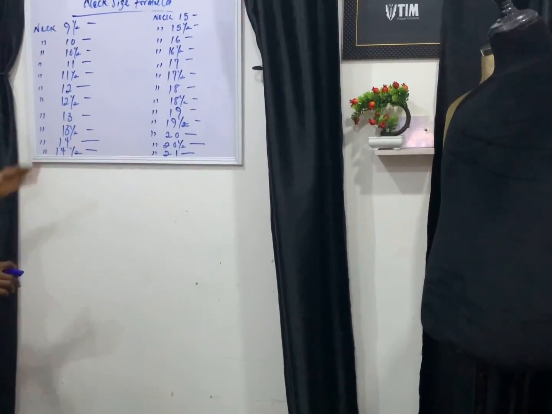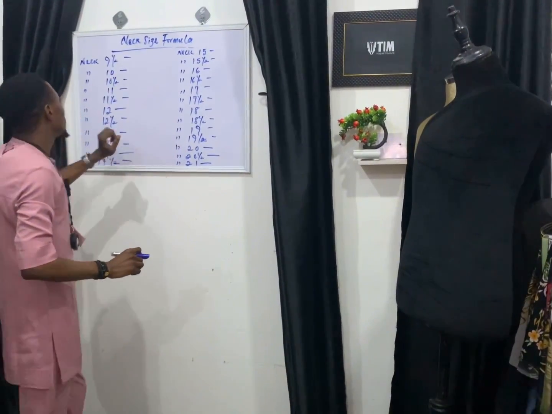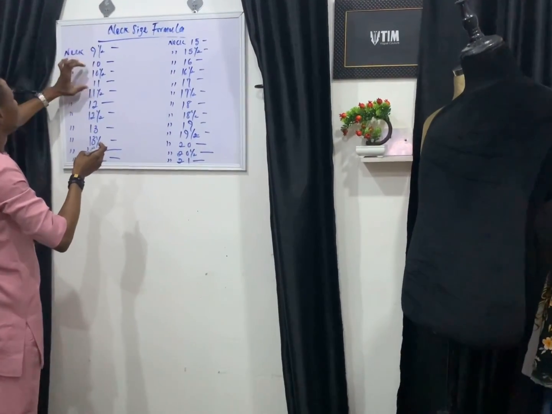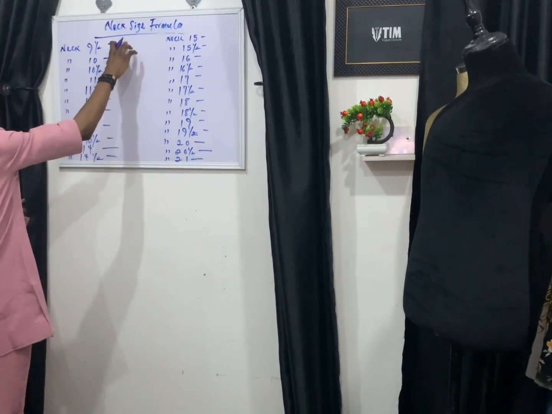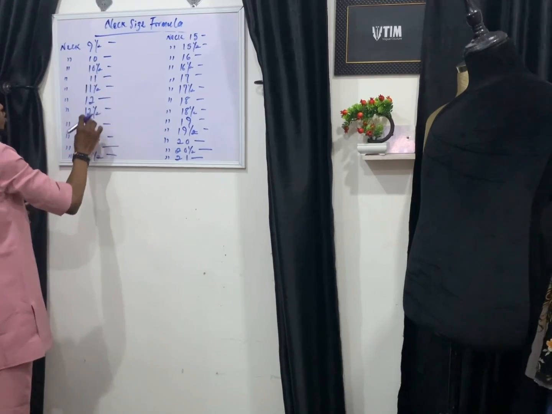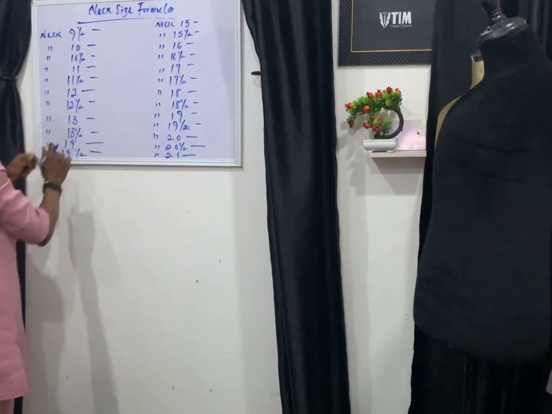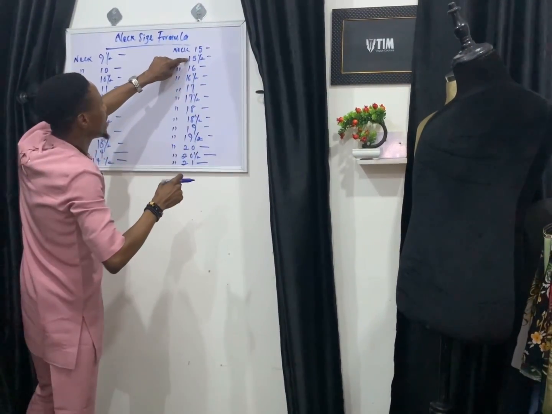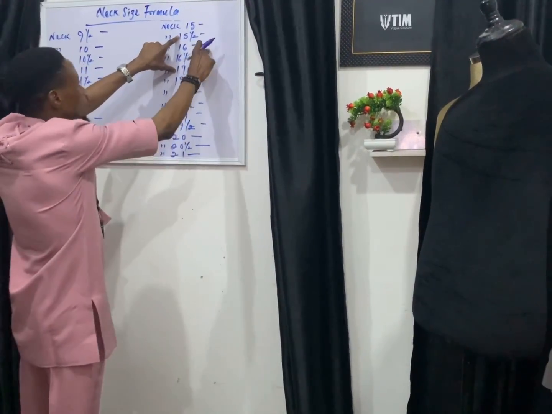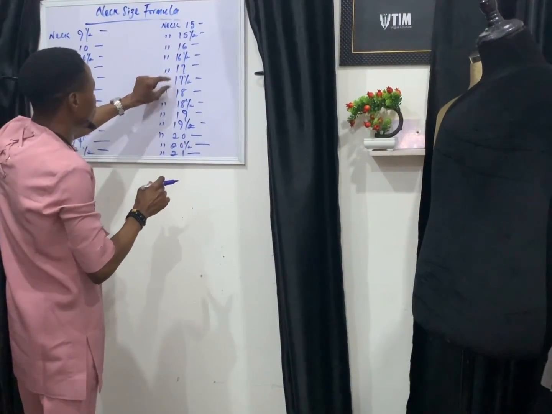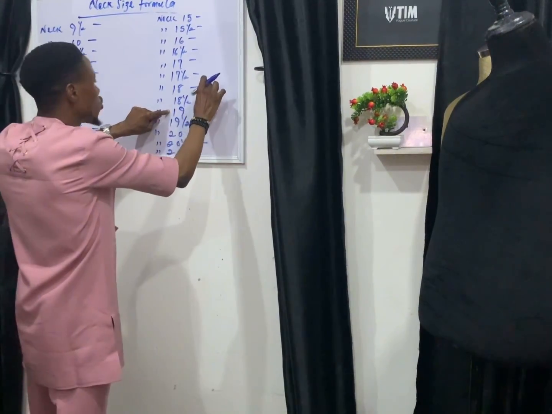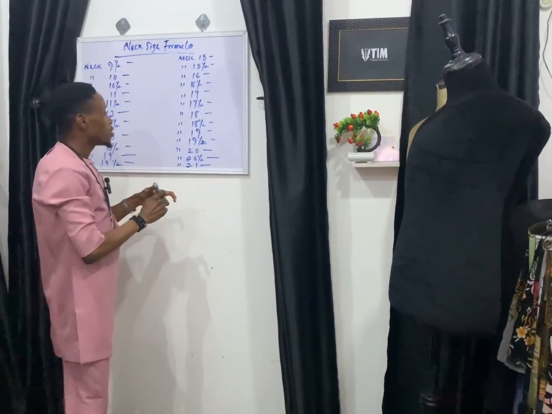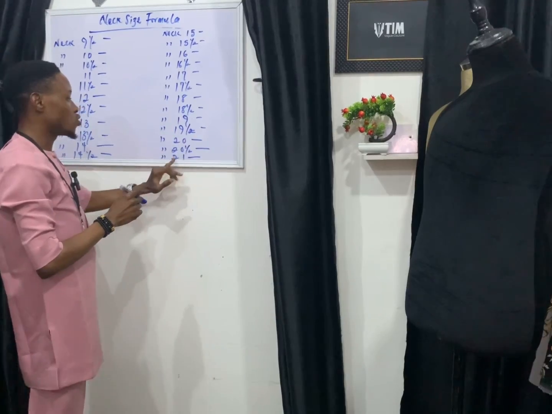Don't forget that we already have their constant widths. We have six intervals. From 9.5 to 11, we have 1.5. From 11.5 to 13, we have 1 3/4. From 13.5 to 15, we have 2 inches. From 15.5 to 17, we have 2 1/4, and from 17.5 to 19, we have 2.5, and from 19.5 to 21, we have 2 3/4.